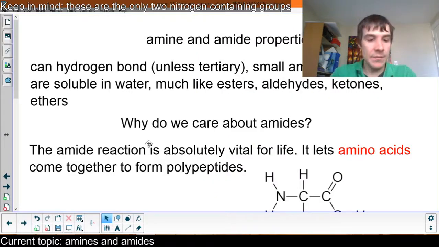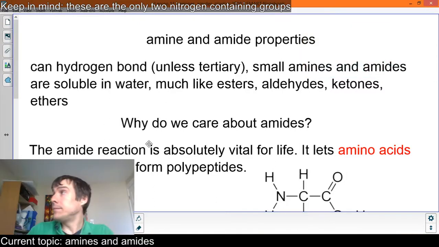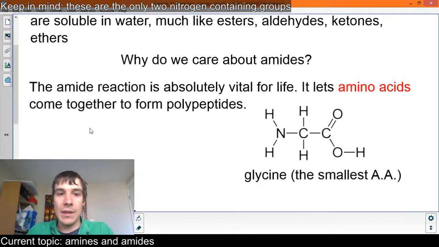So properties. Both of them can hydrogen bond as long as they have a hydrogen on the nitrogen. So that gives them a higher boiling point than, say, an ester or an ether. If they're tertiary, though, they're going to go right back down in terms of boiling point because there's no hydrogen bonding. Small ones are soluble in water, like esters, aldehydes, and ketones.